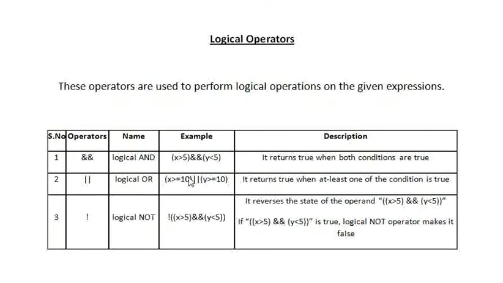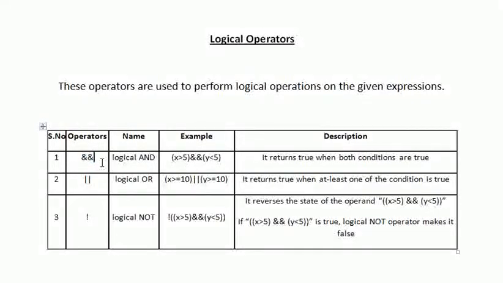Let us suppose we have two conditions and we want it to give true only when both conditions are true. For this we can use a logical operator. There are many others also. So the first logical operator is logical AND. The operator used for this is two ampersand signs.